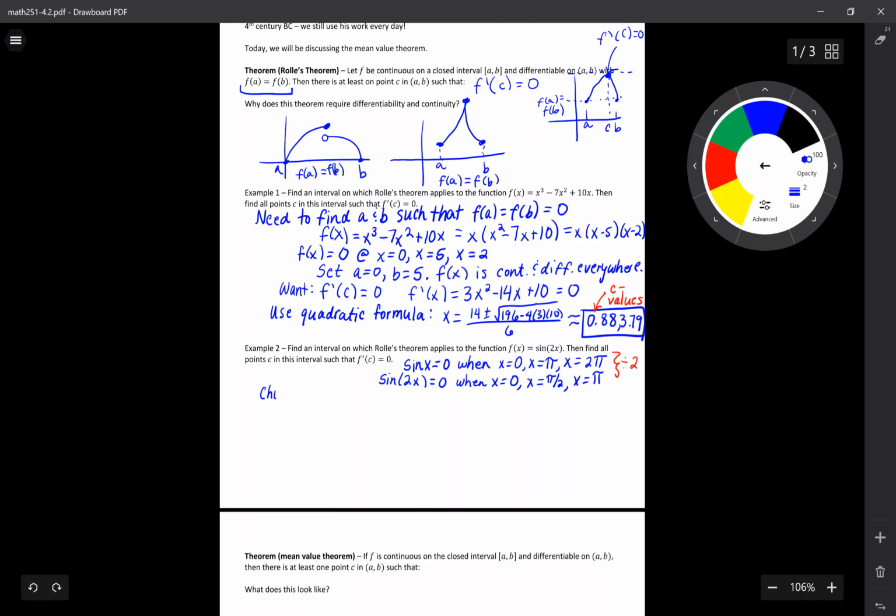So choose a equals 0, b equals pi over 2, and this means that f of a is equal to f of b, and I chose them both to equal 0. So that condition is satisfied here. My function sine of 2x is differentiable and continuous everywhere, so that is good as well.